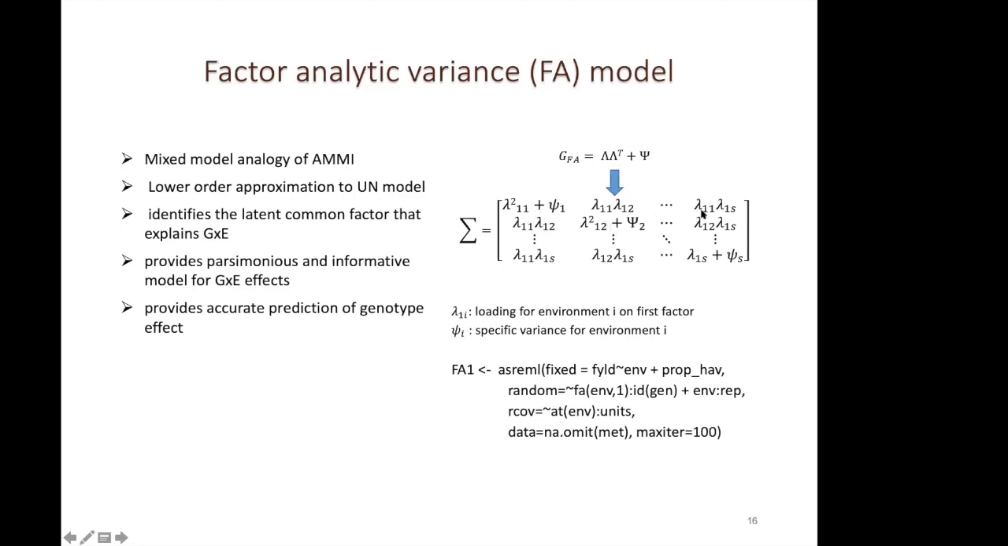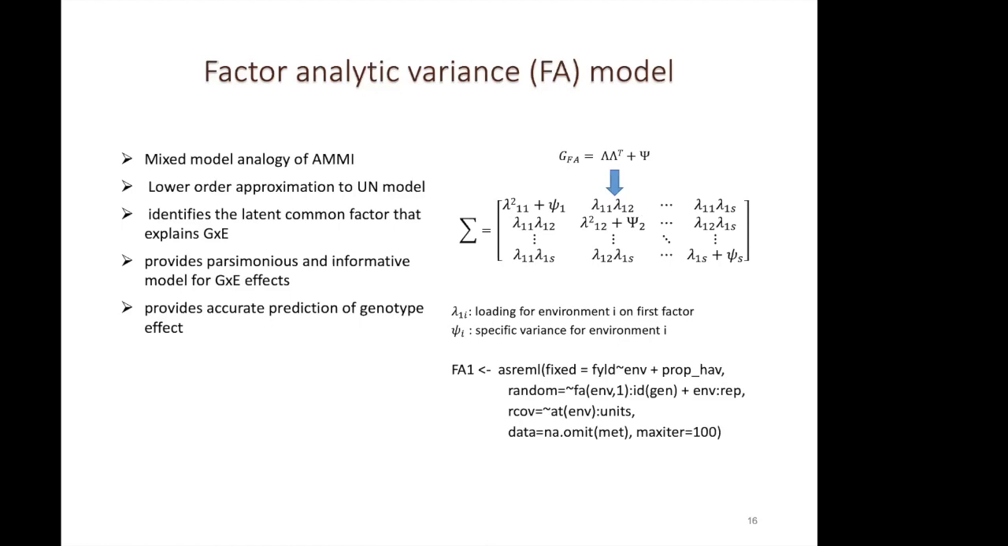I'm using this to illustrate when you fit a factor analytic model of order 1. The off-diagonal is the genetic covariance between any pair of environments, and it's just a matter of dividing this genetic covariance by the square root of the product of this variance and this variance if you are interested in knowing the genetic correlation between any pair of environments.